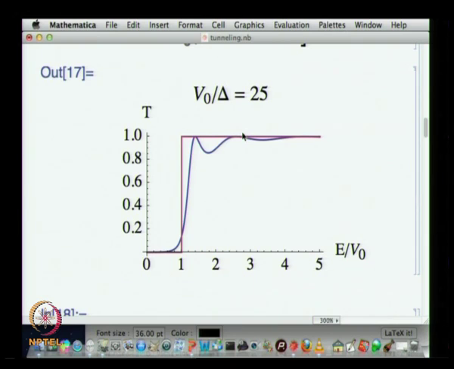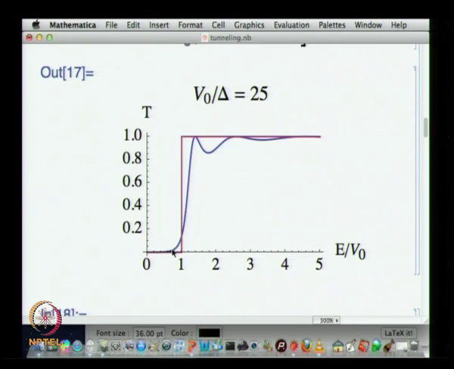But quantum mechanically, if V0 by delta is equal to 25, the curve is this blue curve, and you can see that even in the case where the energy of the particle is less than the height of the barrier, the particle can actually go through. This part shows that there is a finite probability of tunneling for the particle.